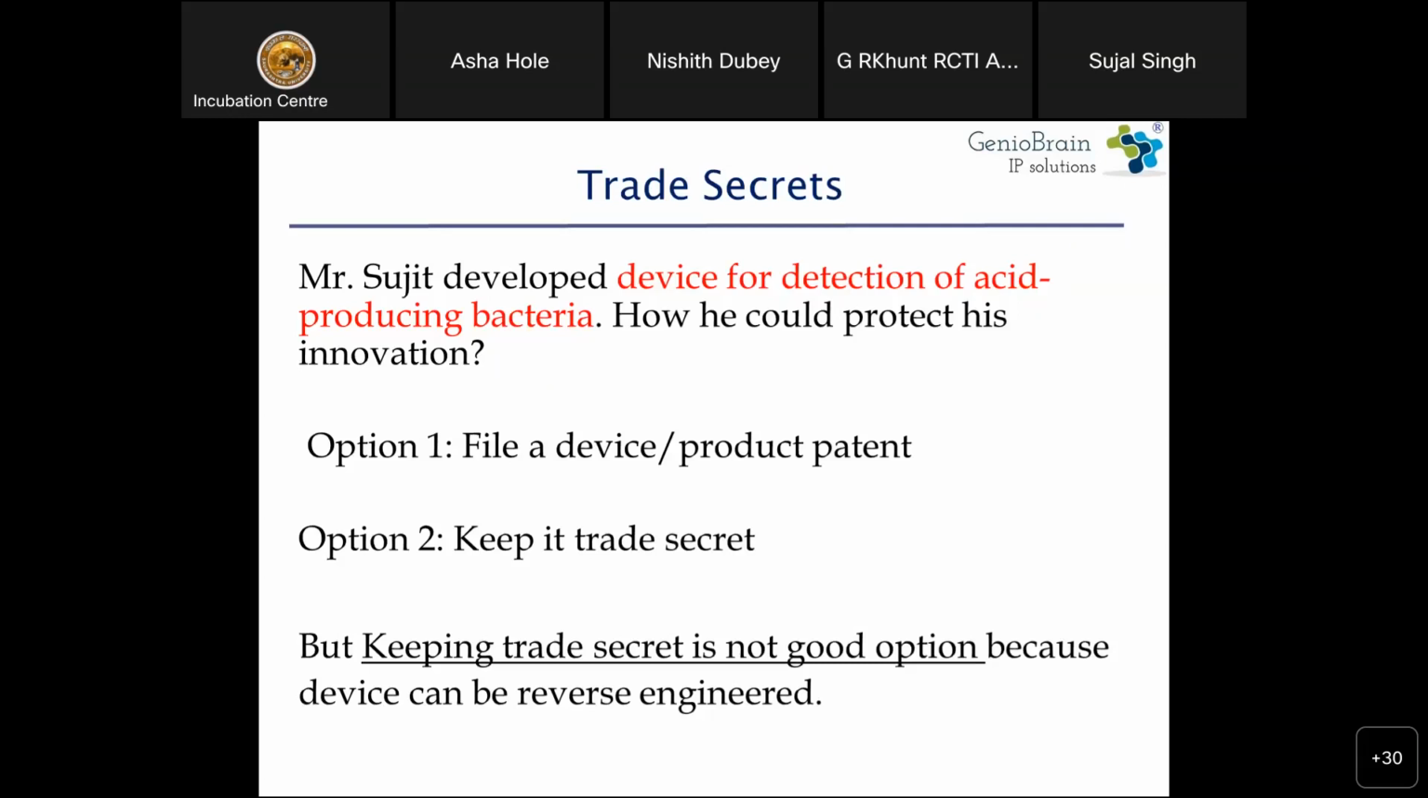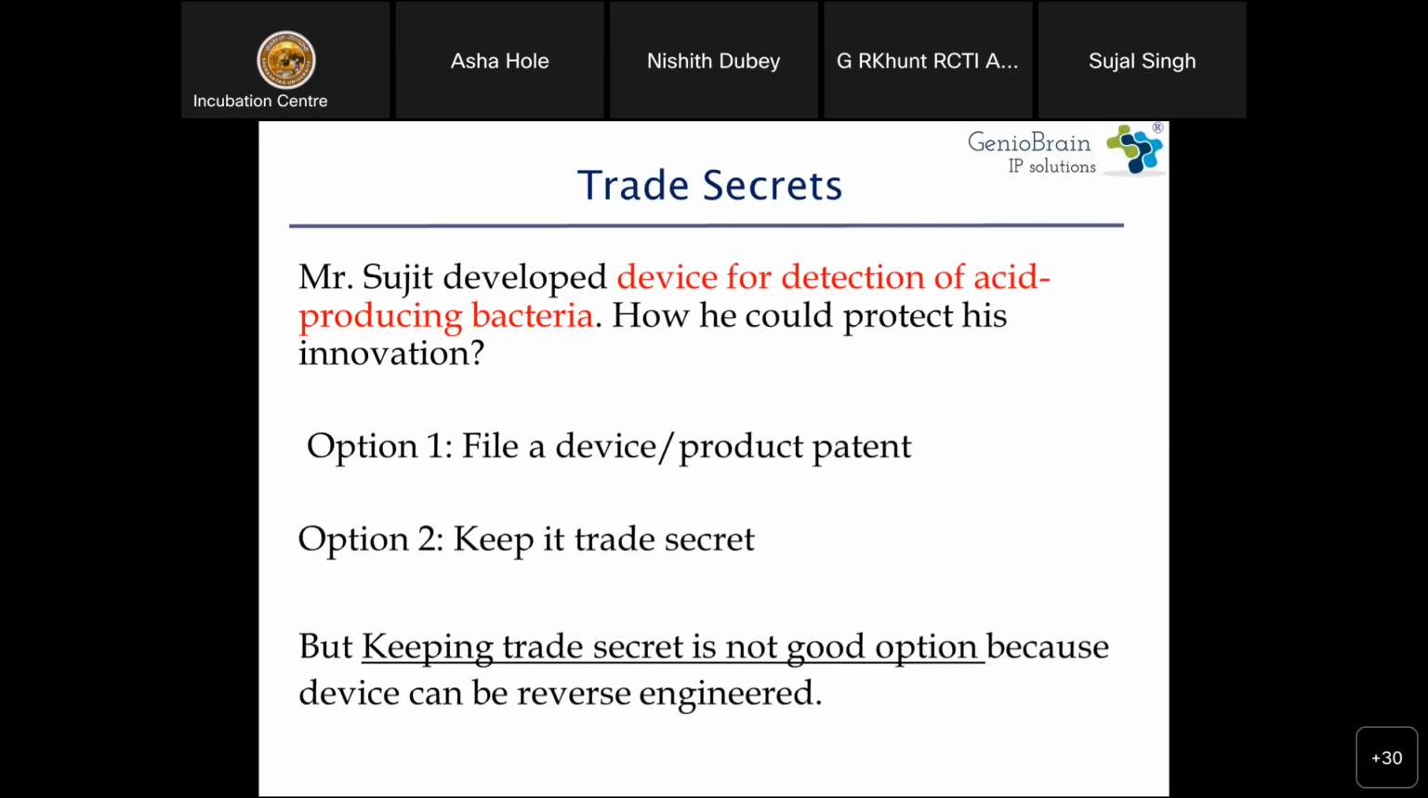it can be easily reverse engineered. Anybody can take the device, do reverse engineering, and the invention is now open to the public. Am I right? Anybody can do reverse engineering on a device once it goes into the market. Am I right? So keeping a trade secret in this invention is not at all advisable. There is like a 99% chance that a device cannot be made a trade secret.